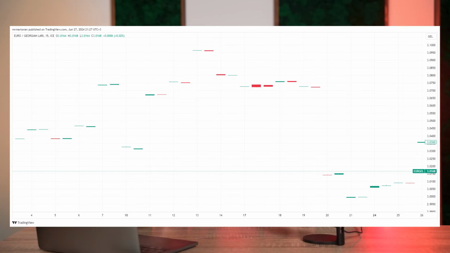For example, look at a low liquidity trading pair, the euro to the Georgian lari. There is no problem with euro, but the lari is only accepted in Georgia, a small country with an economy largely dependent on tourism. The chart is erratic because hardly anyone trades with currency on the international market.